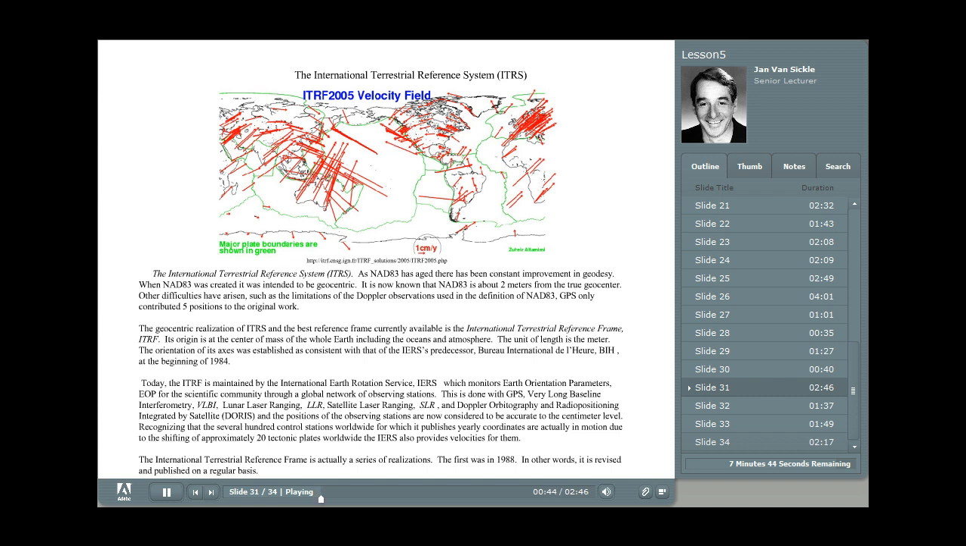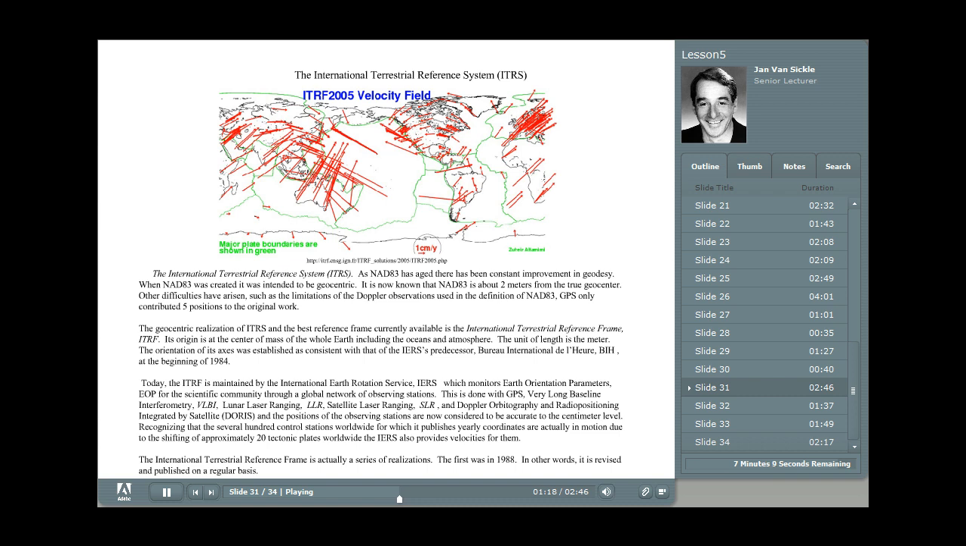When NAD 83 was created, it was intended to be geocentric, but now we know that it's about 2 meters from the true geocenter. And other difficulties arose. The geocentric realization of the International Terrestrial Reference System, and the best reference frame currently available, which is the International Terrestrial Reference Frame, or ITRF, has its origin at the center of mass, and the unit of length is a meter, and the orientation of its axis was established as consistent with the International Earth Rotation System.